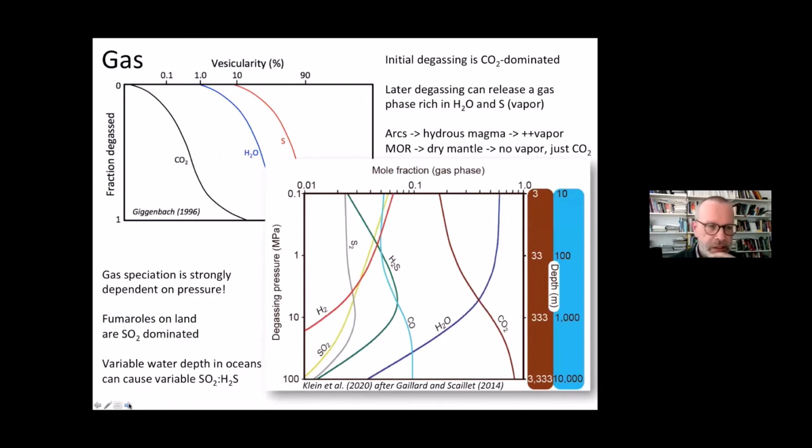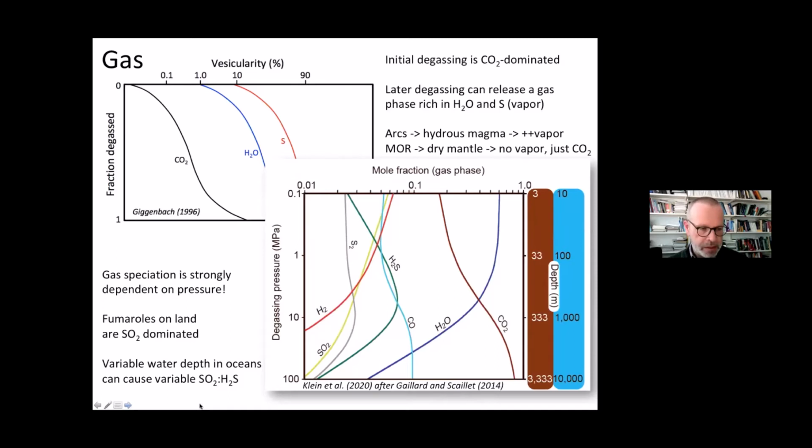The second thing you need to be aware of is that the gas speciation is very strongly pressure dependent. And this is shown in this diagram here. Here you have pressure and depth in the water column, and this is from this paper here. The magma type is tholeiite. And you see that deep you get CO2 degassing. You need a shallow depth to have the water come out of the magma.